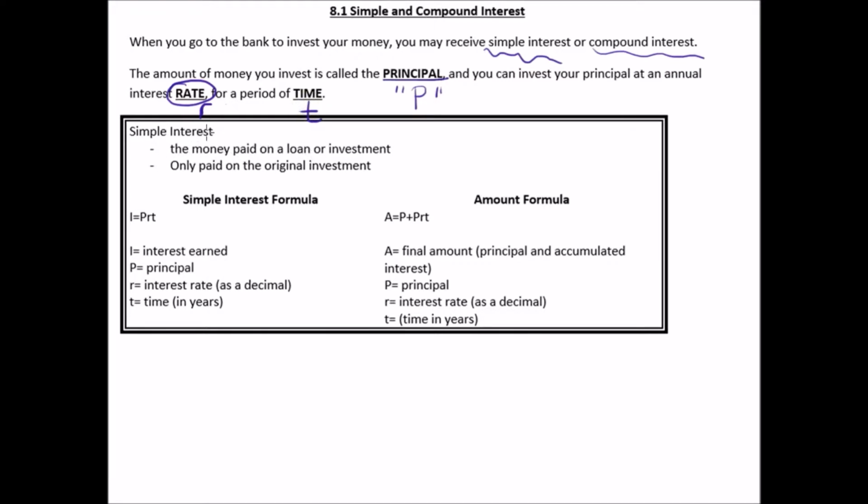When we talk about simple interest, it is the money paid on a loan or investment. And simple interest, here's the key, is only paid on the original investment. So we have interest earned, which is the capital I, principal, interest rate, as a decimal, of course, and time in years. And we're using the R.